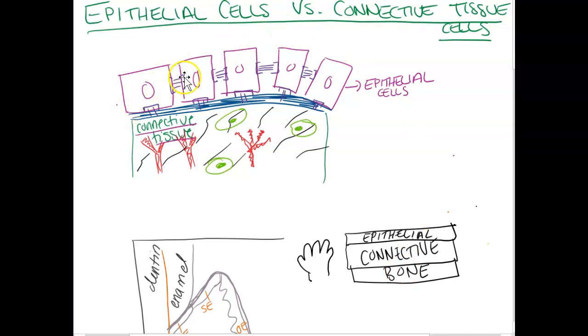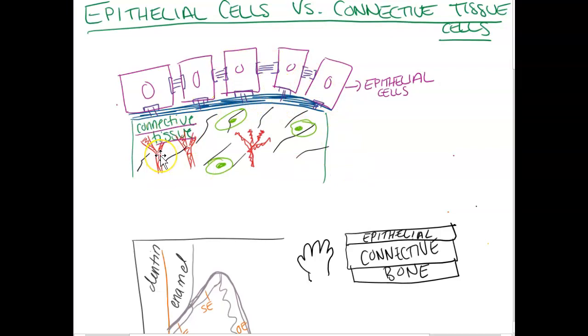So let's look at this example over here. The outside cell is your epithelial cells, and this is what it looks like. There are lots of cells, and they're combined by a junction, which we'll look at in a bit. And then underneath the epithelial cells, we have connective tissue. So here's your connective tissue. Epithelial tissue, connective tissue.